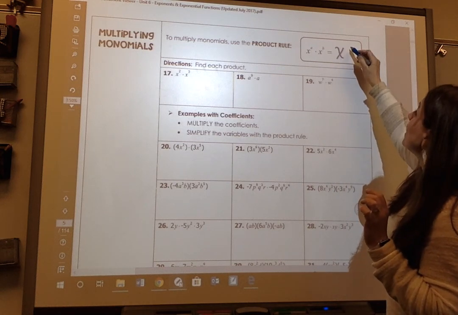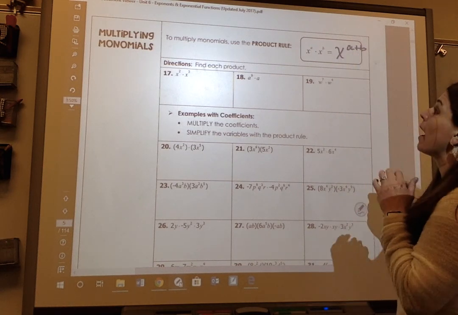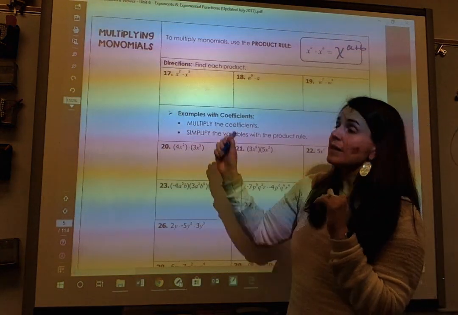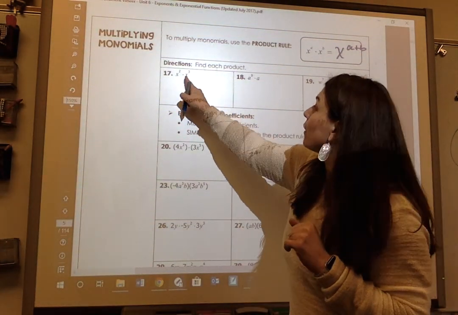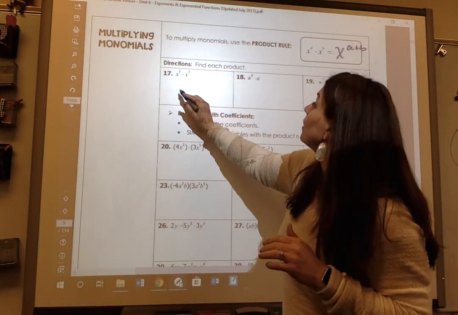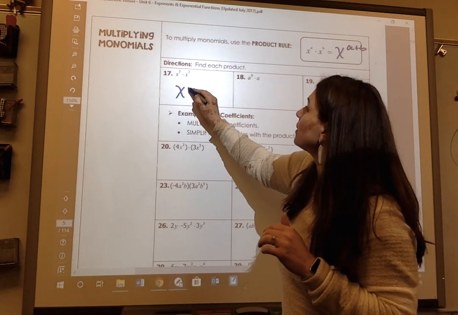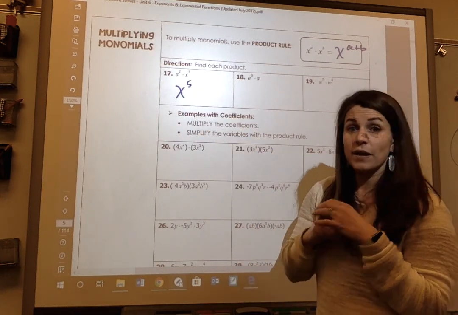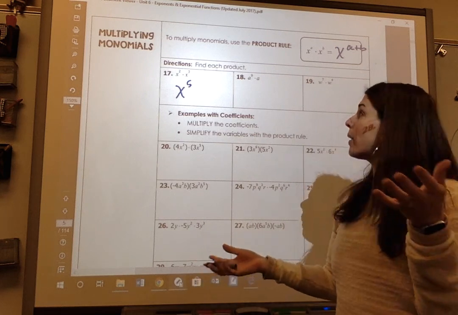So the rule is x to the a plus b power. So if I look at 17, my variable is the same, x, and then I add my exponents, 2 to the third, which is 5. And sometimes students say, well, why are we adding?